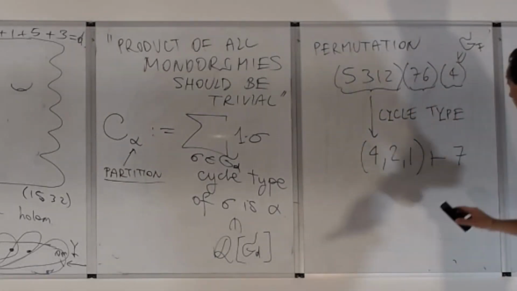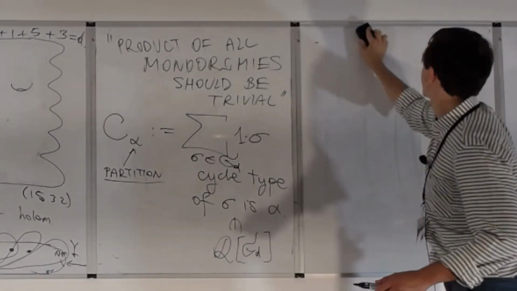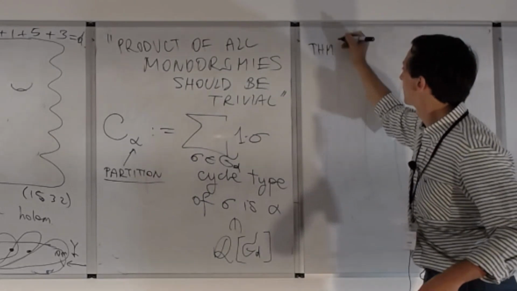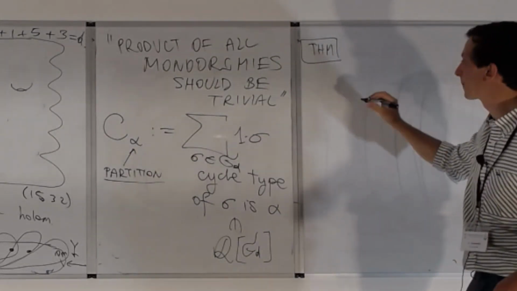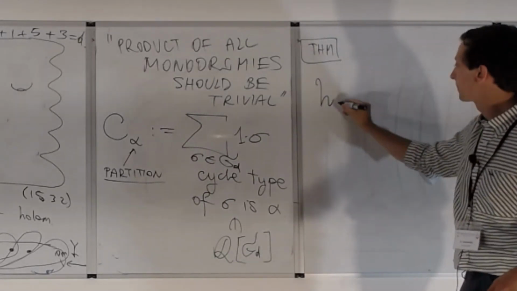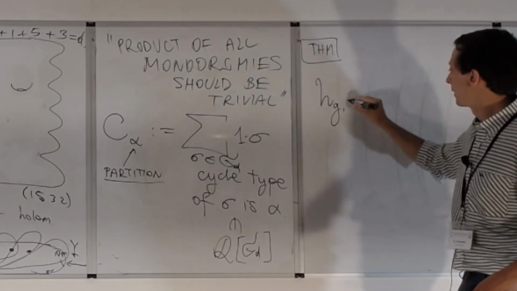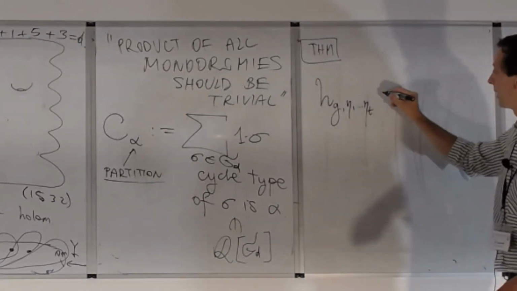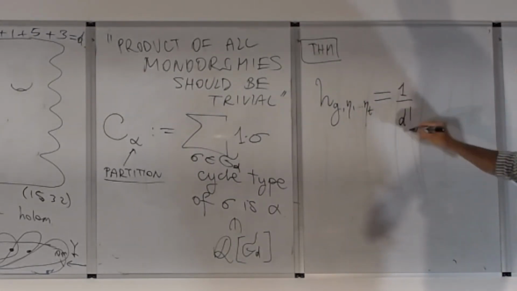And now I want to convince you that Hurwitz numbers can be counted this way. In fact, the theorem is that this set of generators are the center of the group. And then the H_g(eta_1, ..., eta_t) is equal to 1 over d factorial. And then you do the following.